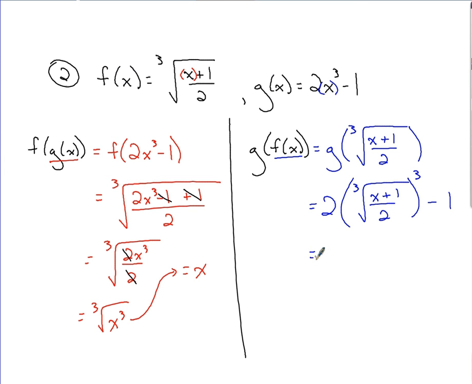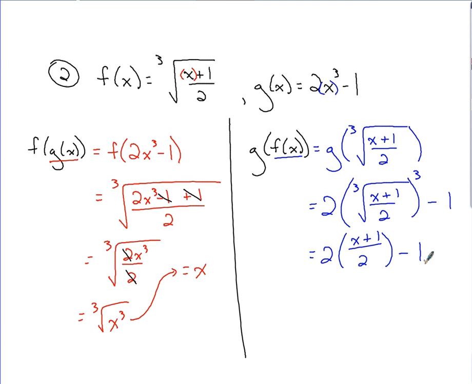Everything has been plugged in, so we're ready to simplify, starting with the fact that I'm cubing a cube root, kind of like on the last one when I was squaring a square root. That root's going to disappear. So you have 2 multiplied to x plus 1 over 2, which would remain after I cube the cube root. And then you got that minus 1 hanging on the end.